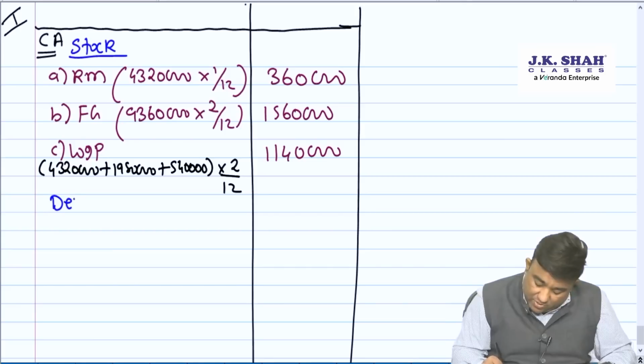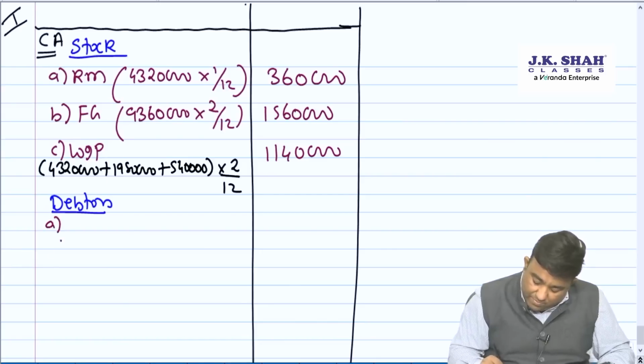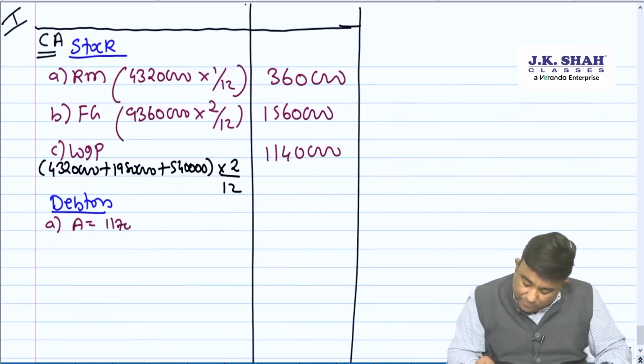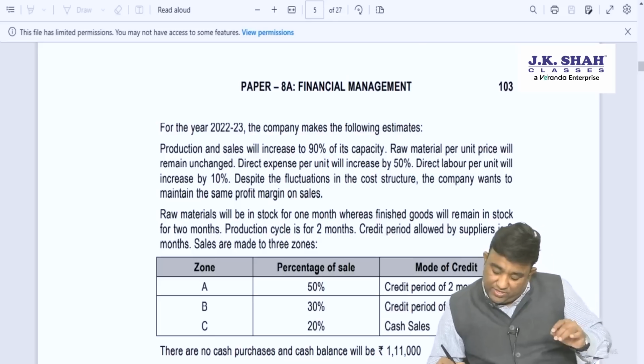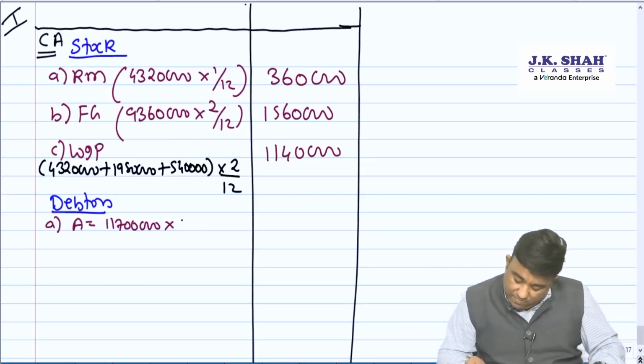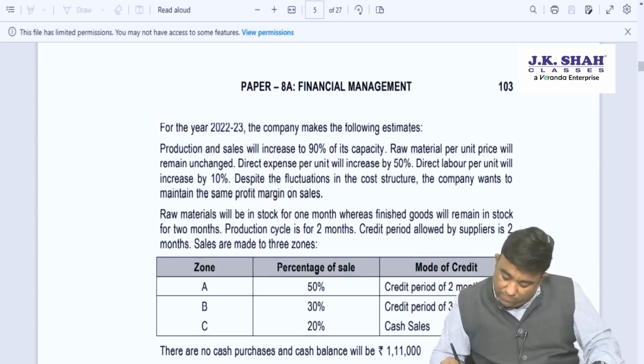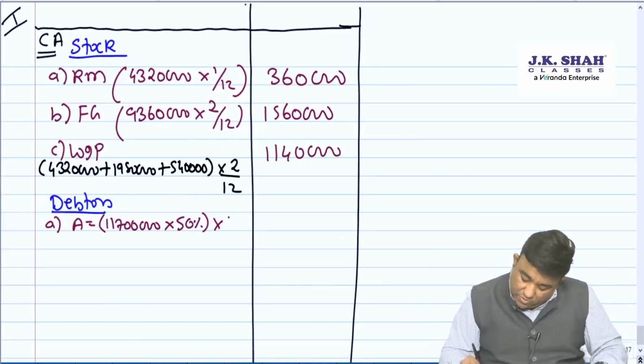Now the second important point was debtors. Debtors, again, student, there are 2 zones, A and B. There is zone A. It is 1 crore 17 lakh multiplied by, what is the percentage? 50%. And this carries a credit period, if not wrong, 2 months. So into 2 by 12.